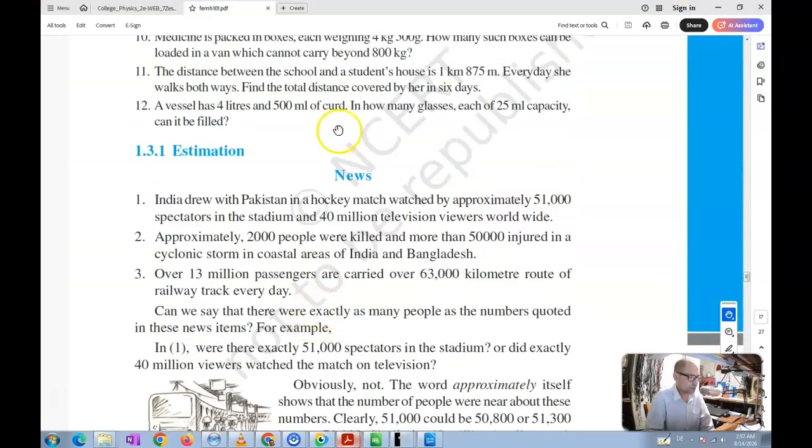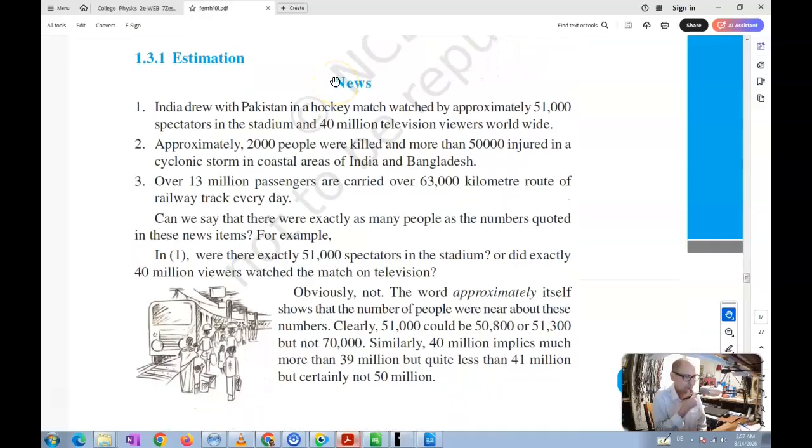Now, about estimation, essentially what that is: in the news, sometimes you hear, for example, India drew with Pakistan in a hockey match watched by approximately 51,000 spectators in the stadium and 40 million television viewers worldwide. So approximately 51,000 spectators in the stadium, or approximately 40 million television viewers worldwide. Or approximately 2,000 people were killed and more than 50,000 injured in a cyclonic storm in coastal areas of India and Bangladesh. Or over 13 million passengers are carried over 63,000 kilometers route of railway track every day.